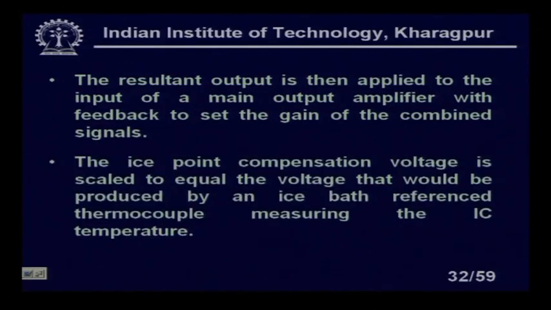The ice point compensation voltage is scaled to equal the voltage that would be produced by an ice bath reference thermocouple measuring the ice temperature, the IC temperature. As far as this part is concerned, it is very similar to the older chips we have used, the AD590. Now, some additional features are there. The 580 is for a stabilized power supply, and the 590 is actually the thermocouple. These are the later versions.